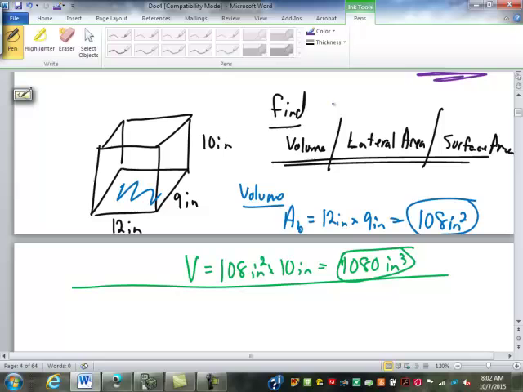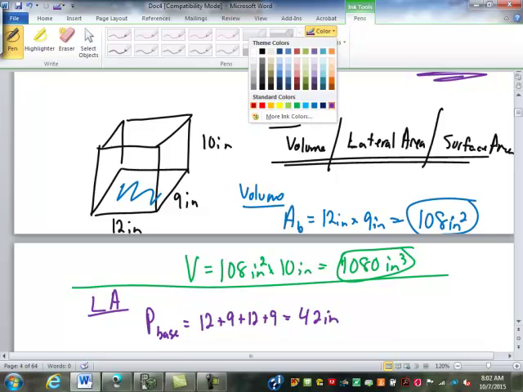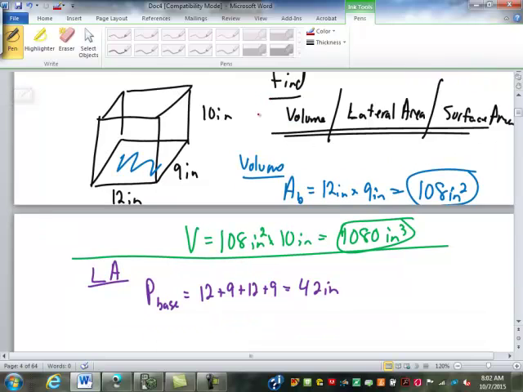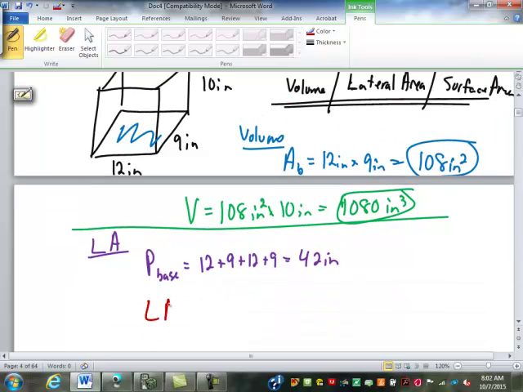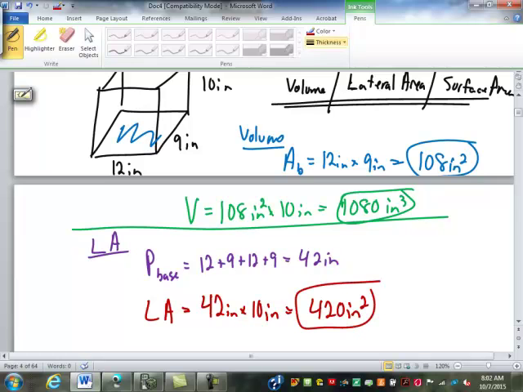For surface area, we'll start out with the lateral area. And to find the lateral area, the first thing we need is the perimeter of the base. So the perimeter of the base is 12 inches plus 9 inches plus 12 inches plus 9 inches, otherwise known as 42 inches. So that makes the lateral area, the perimeter of the base, 42 inches times the height of 10 inches, 420 square inches. How many of you had that? Cool.